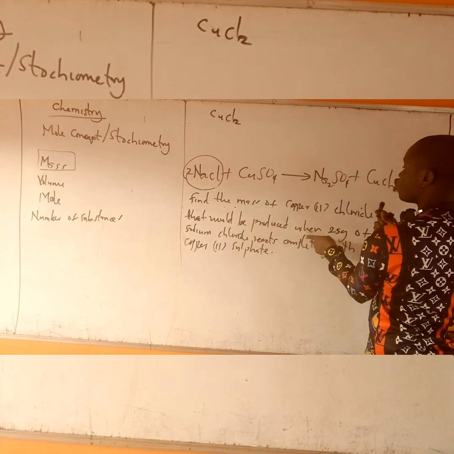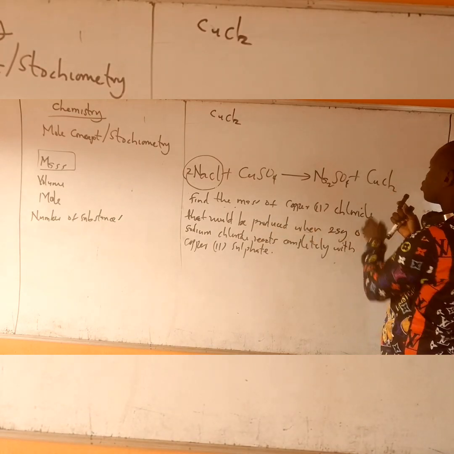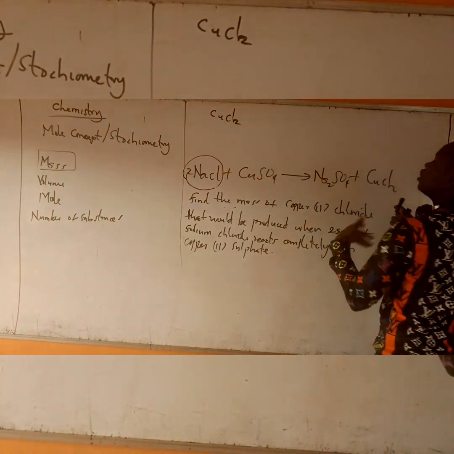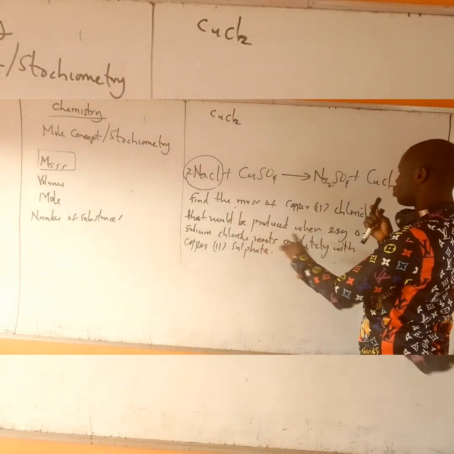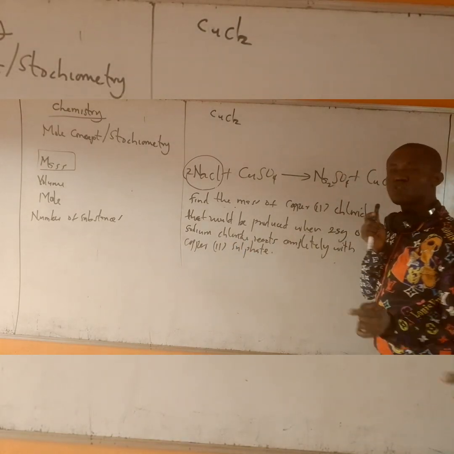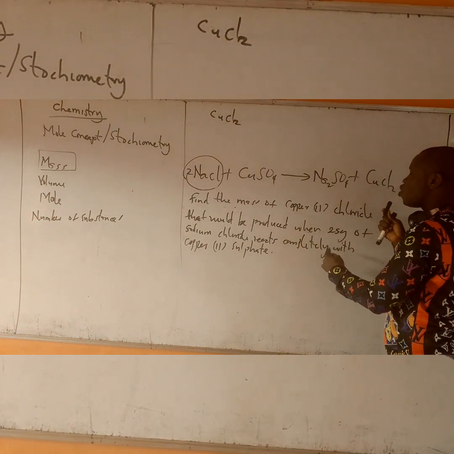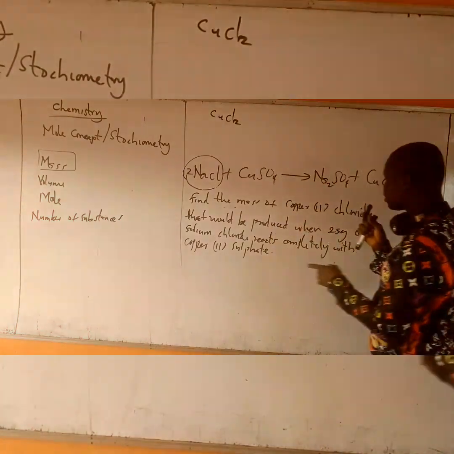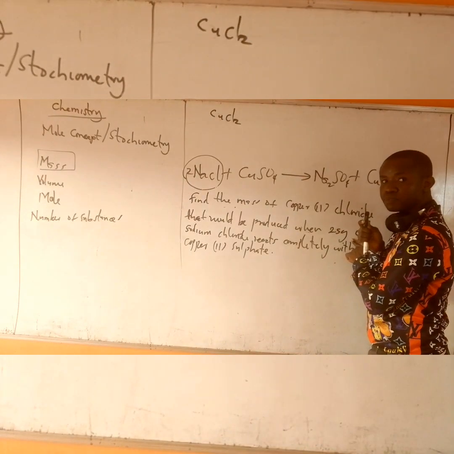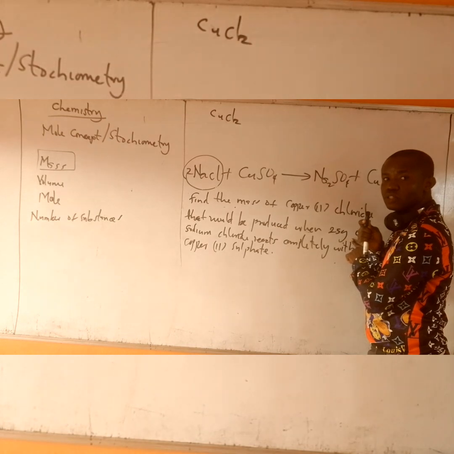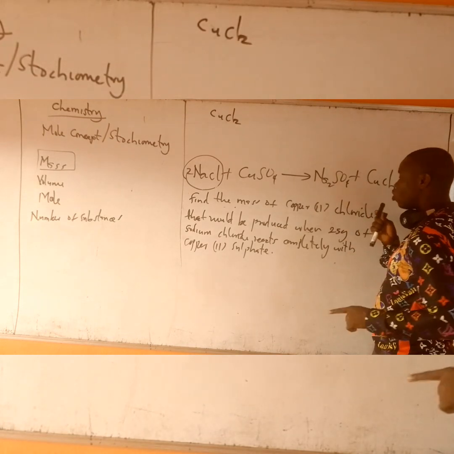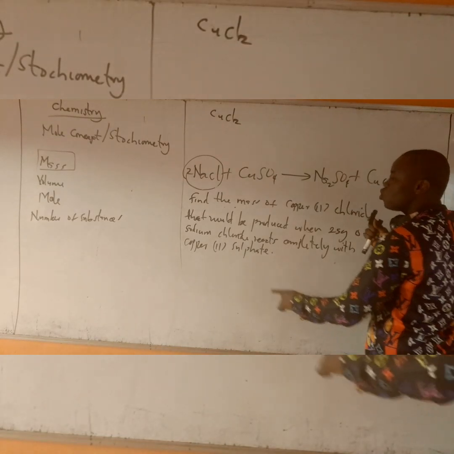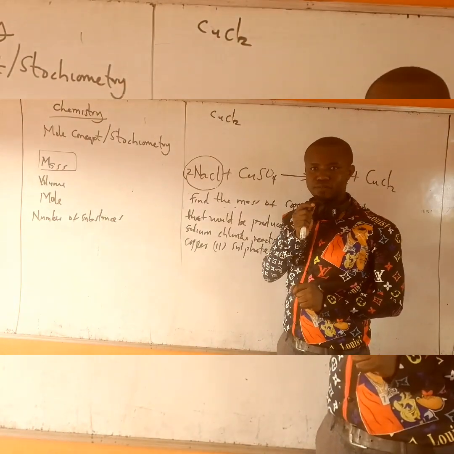Am I communicating? That will be produced, right? Of course, that will be produced because copper 2 chloride is one of the products. That will be produced when 25 grams of sodium chloride. They gave you something about sodium chloride, right? Which is the mass of sodium chloride. How do we know it is the mass? Because of the gram. Are you following? So 25 grams of sodium chloride reacts completely with copper 2 sulfate.